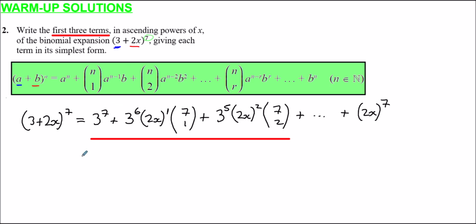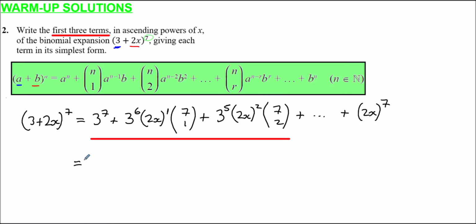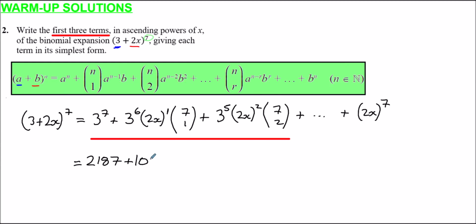So on calculators, we can do 3 to the power 7. Like that gives us here, 3 to the power 7 is going to be 2187. So the constant term is 2187. Then we're going to add on 3 to the power 6. The numerical term will just be times 2 to the 1, which is just times 2. Then multiplied by 7 C 1, which gives us 10,206. So the x term is 10,206.